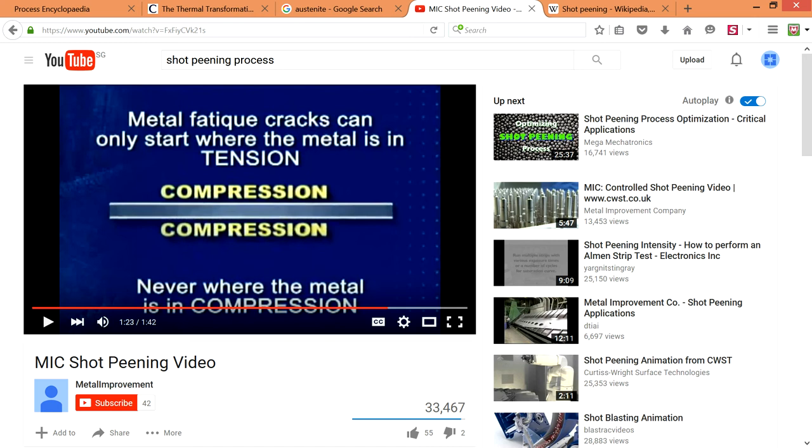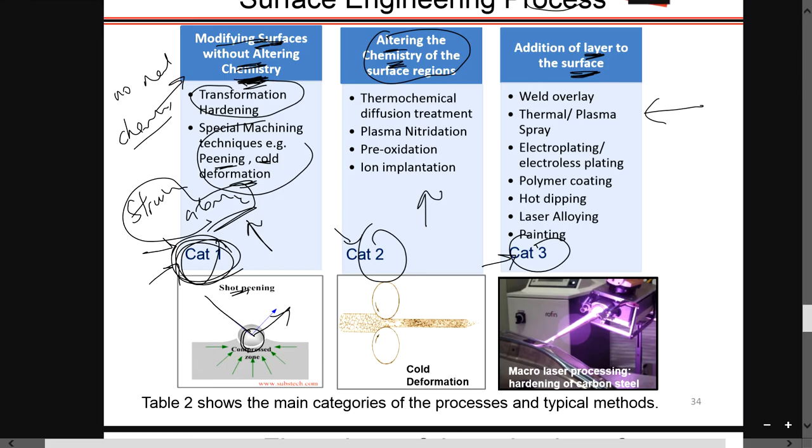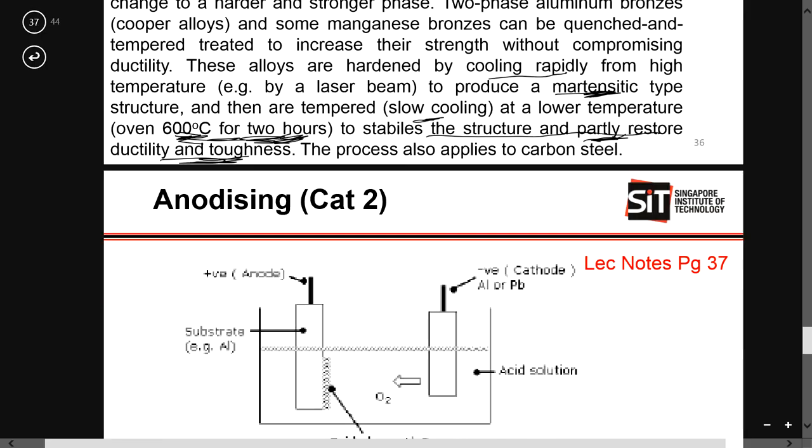So metal fatigue cracks can only start when the metal is in tension. So if everything is in compression, then you will not have any fatigue cracks. That is just the meaning of that. Therefore, the shot peening method is only to treat the surface better, while transformation hardening is a total phase change process. I hope that you kind of see the difference between these two methods.